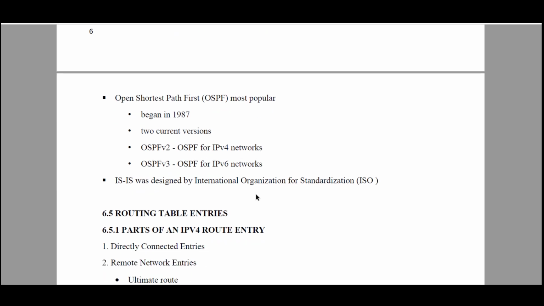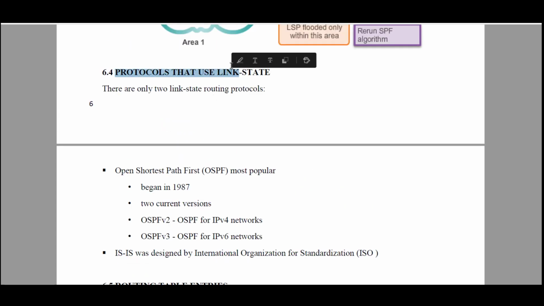Then ISIS. This is one of the very popular link state routing protocols. It was developed by ISO, the International Organization for Standardization. And in some class, I think I already told about this ISIS. This protocol is mostly used by service providers, internet service providers. Only by the service providers will this ISIS be used. So these are the examples for link state routing protocols.